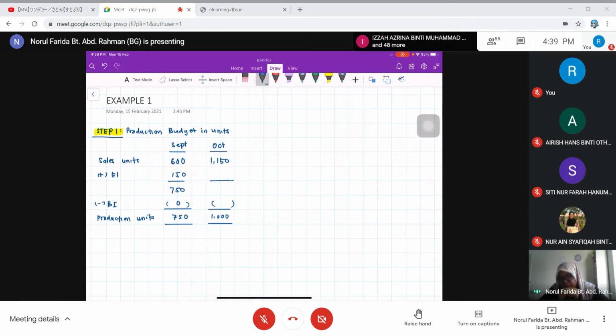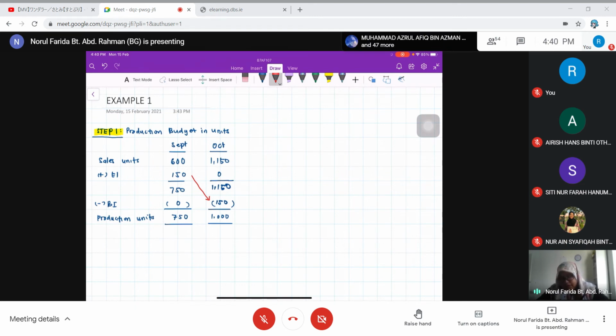Beginning inventory untuk Oktober you should know. Ending inventory in September is the beginning inventory for October. Tu basic lah kan, dah tahu dah tu, right? So ending inventory for September is the beginning inventory for October. So 150. Maka kemudiannya kita kira semula secara isi tempat kosong. Berapa tolak 150 dapat 1000? 1150. Tambah dengan kosong. 1150. Alright.